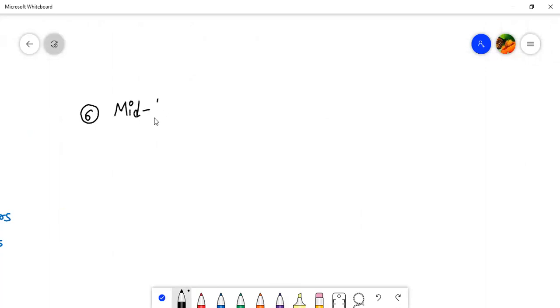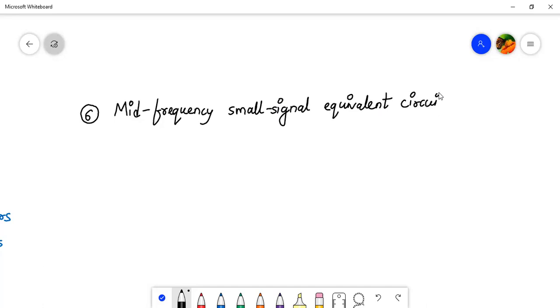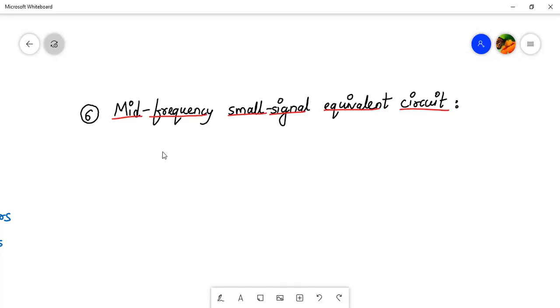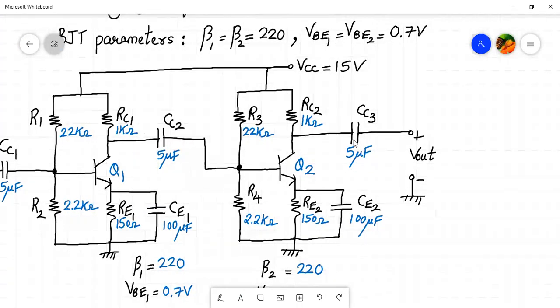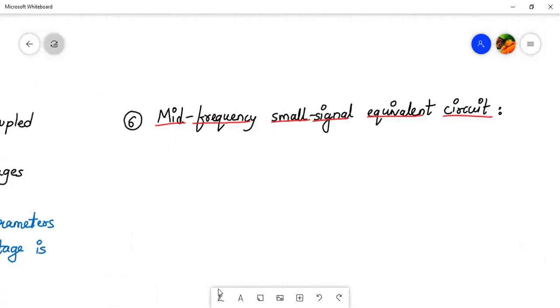mid frequency. If you know the formulas directly, well and good. If not, you draw this. It will hardly take a minute. So we are drawing the mid frequency small signal equivalent circuit. We'll not derive it in detail, we'll just use it for reference, to quickly write down the formulas without hesitation. So to draw the mid frequency small signal equivalent circuit, we have to short circuit the DC sources and the connected capacitors. So that point we'll write over here.